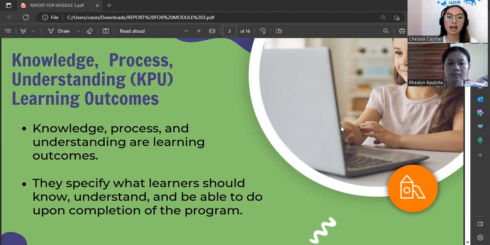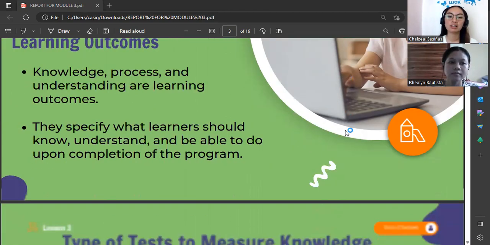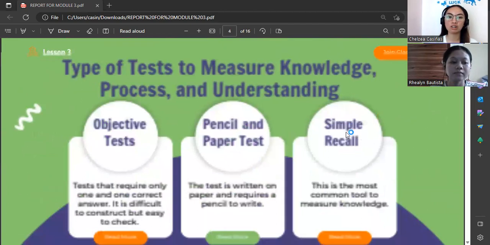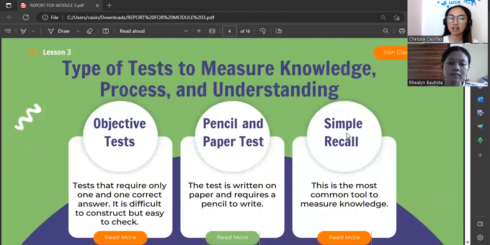So this is they specify what learners should know, understand, and be able to do upon completion of the program. Dito natin mai-assess at mai-evaluate yung learning ng mga bata, kung na-achieve ba nila yung learning goals ng isang course objective. Tapos, sunod naman dito, meron tayong mga types of test para maka-measure ng kanilang knowledge, process, at understanding.